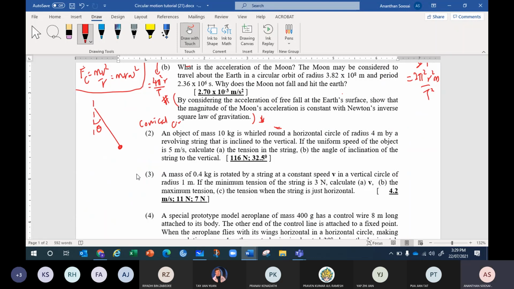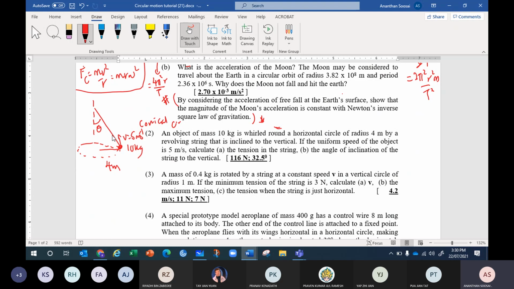Okay, it was the 10 kilogram mass. This is a 10 kilogram mass. It's whirled around a horizontal circle. So it was whirled in the horizontal circular path of how much? Radius is 4 meter, by a revolving string that is inclined to the vertical. Now the uniform speed of the object is 5 meter per second. Or the speed it's traveling, the v, is 5 meter per second.